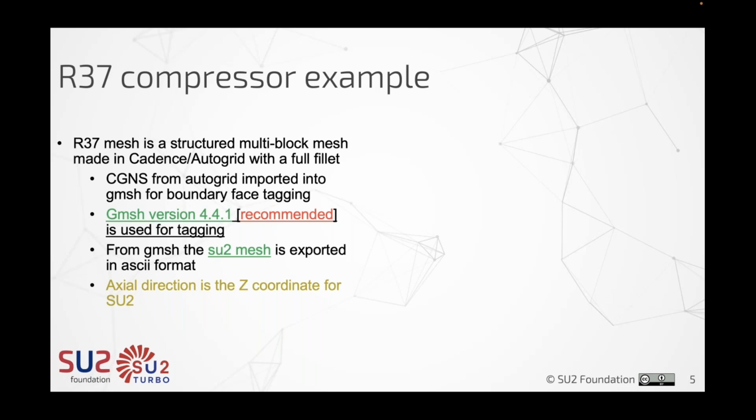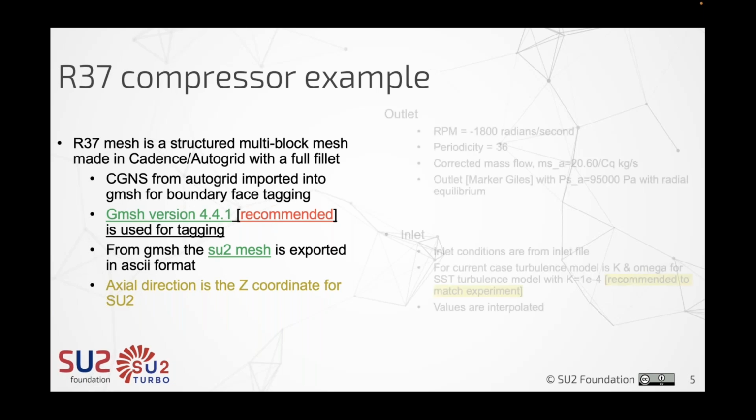So what we do is we import the CGNS into this version, and then we tag the surfaces, which I'll show you, and then we export the SU2 mesh. You can do it via the GUI or with a script, and I'll show you that.